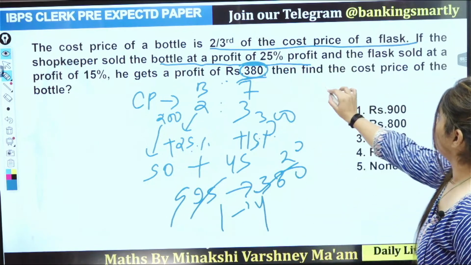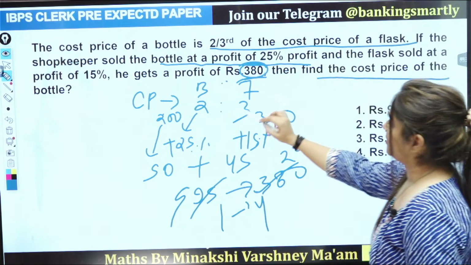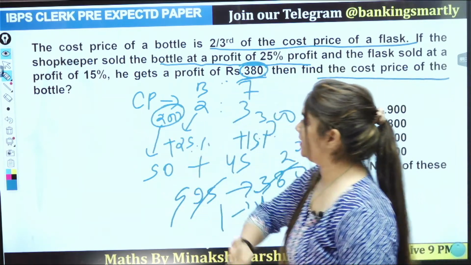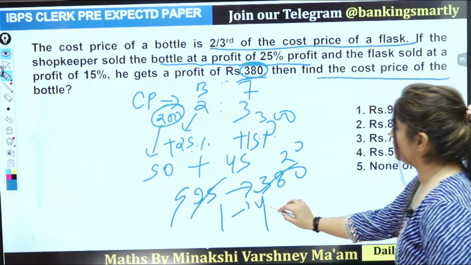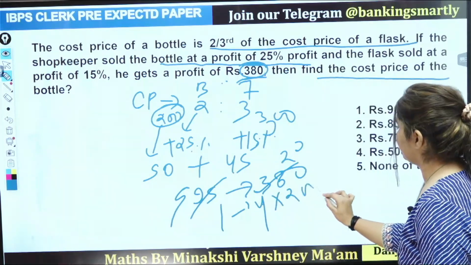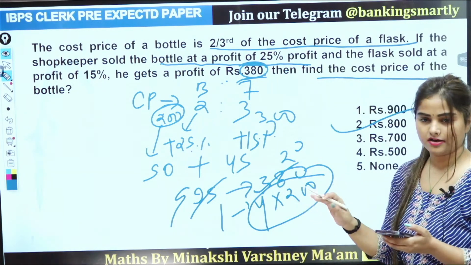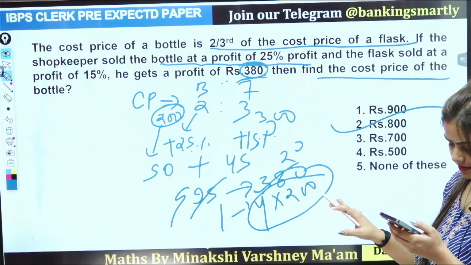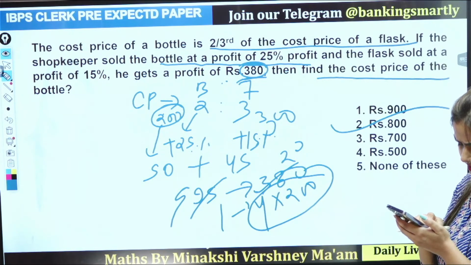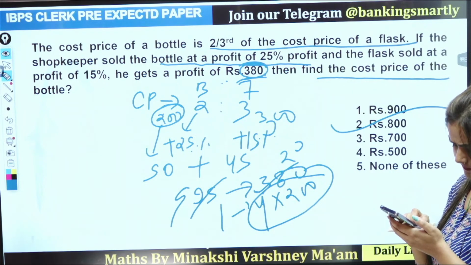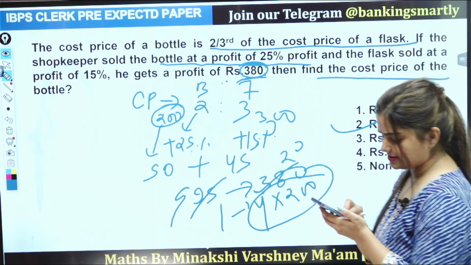What they are asking here is the cost price of the bottle. So 200 units is the cost price of the bottle, so you have to multiply with this. That means the final answer would be 800. Is it clear or not? Guys, are you comfortable now? Yeah, very good. 800 is the correct one.